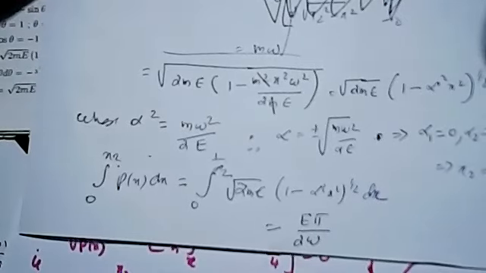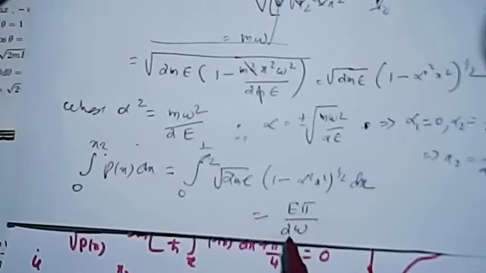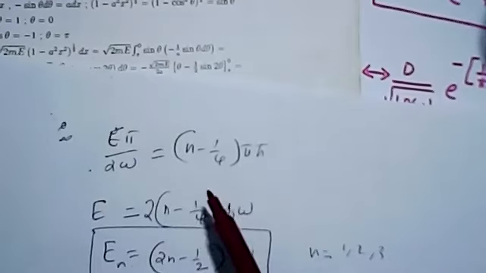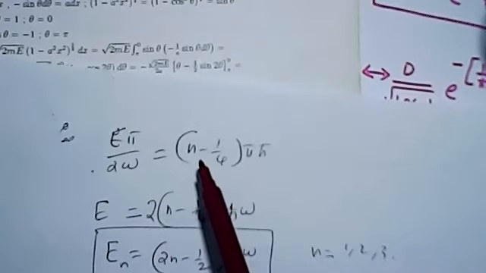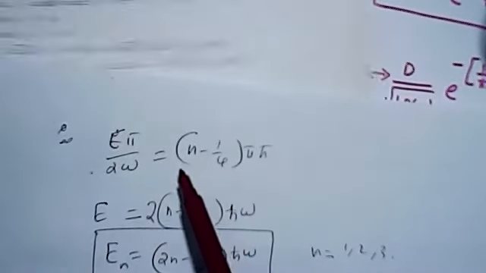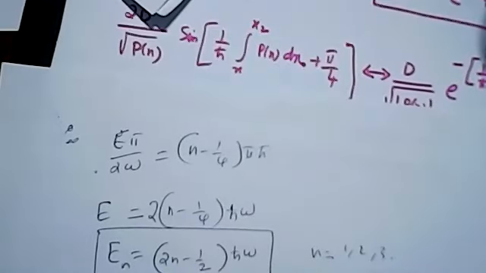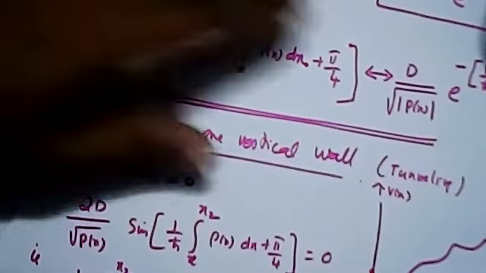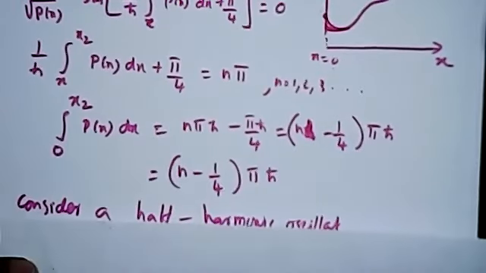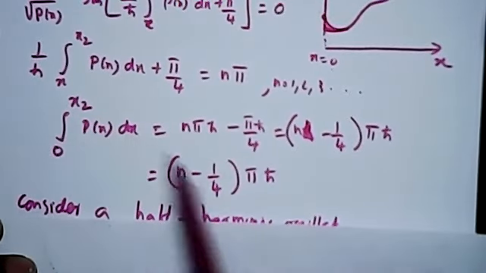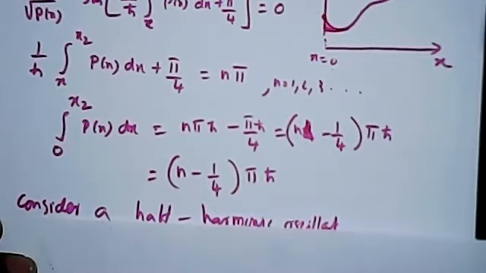I will send the scanned copy of this so you can get the result, and when you simplify you get integral 0 to x2 p of x dx equal to E pi by 2 omega. This is the difference you get. Then finally you substitute it in our equation which we already wrote here. In this expression you substitute p of x; first you calculate this one, then substitute here.